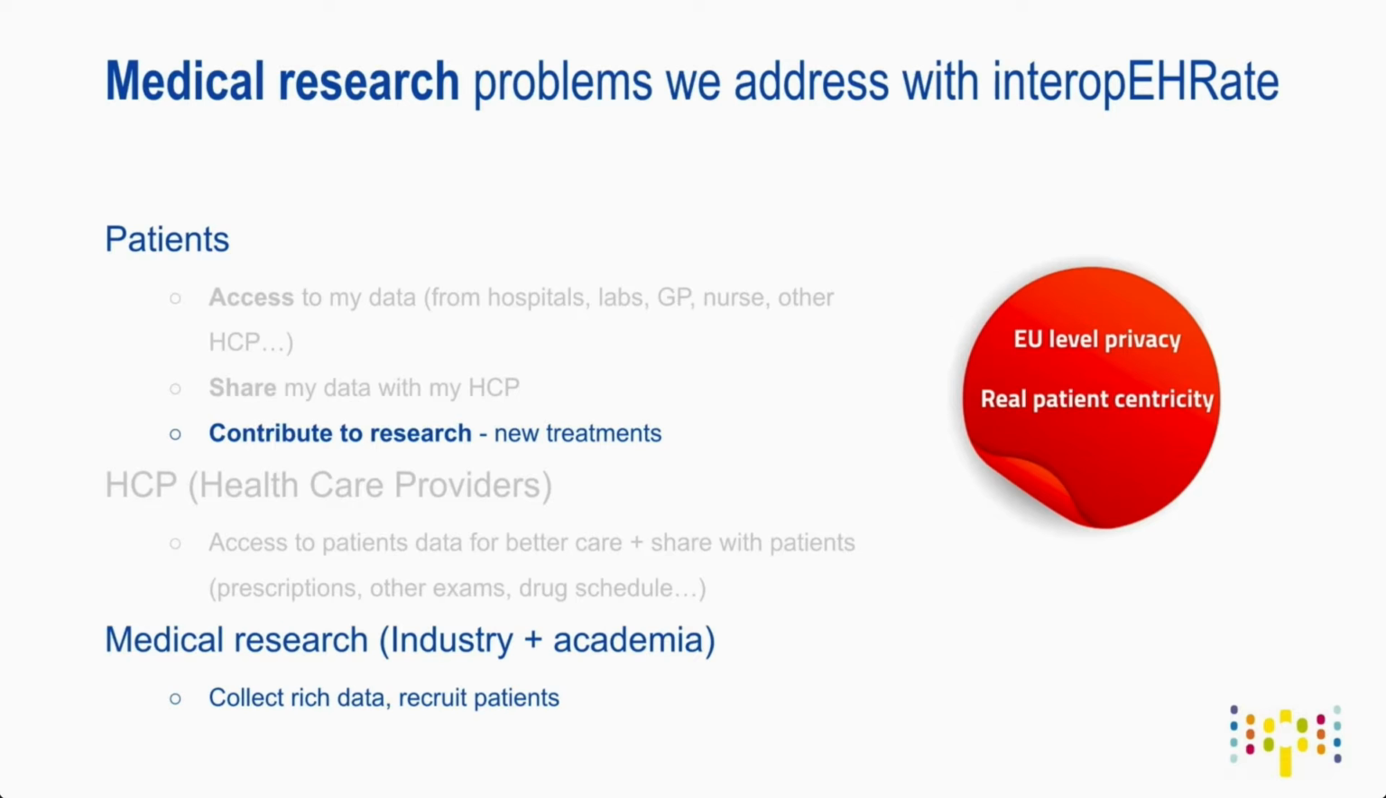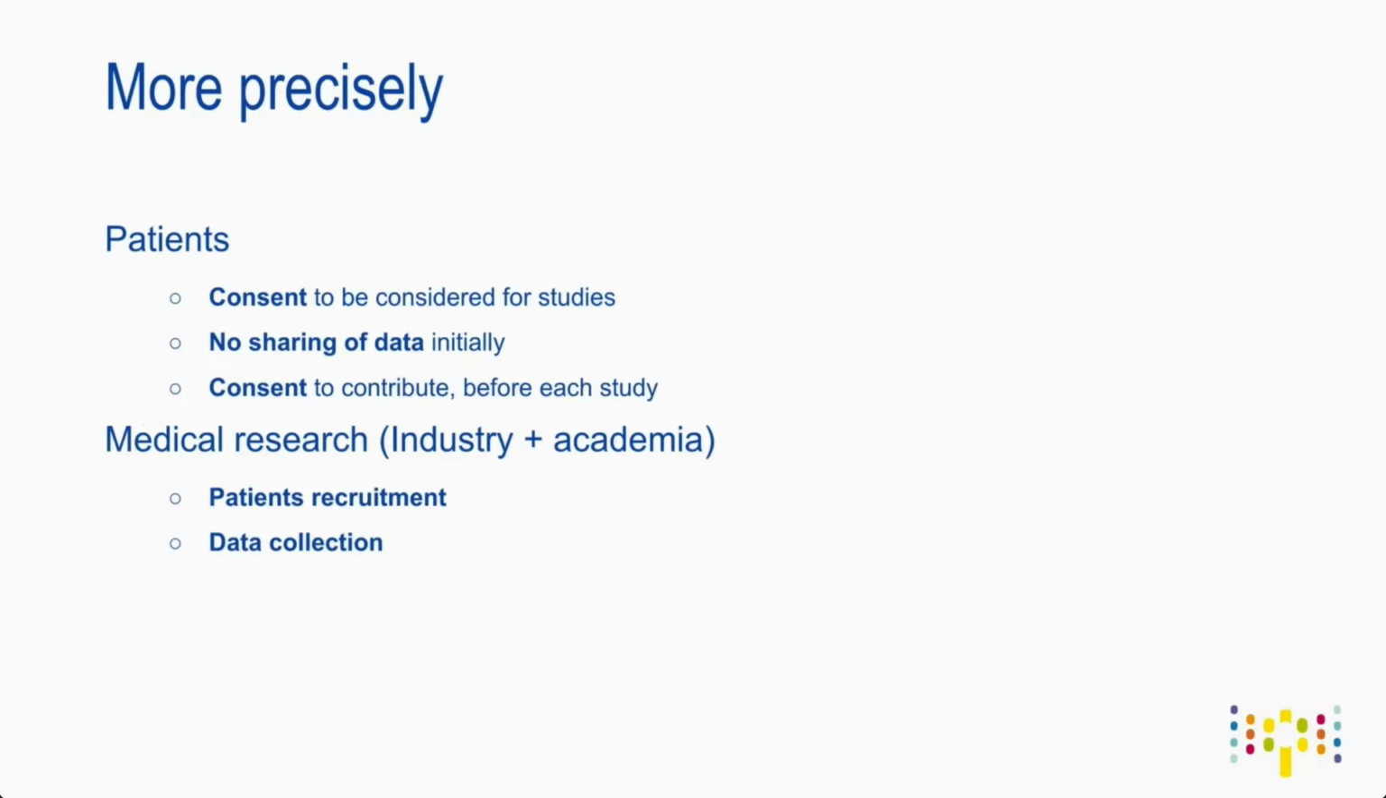And all of this, again, with a very high level of privacy and a real patient centricity that can be demonstrated in the application that we are using. More precisely, for patients, what we impose, if you want, is that there is a consent for all studies. We do that in two parts. The first part is simply a consent to be considered to be included in studies. So in this first phase, there is zero sharing of data by patients. They only consent that their data can be evaluated for potential study.